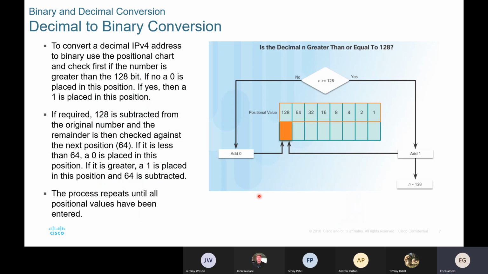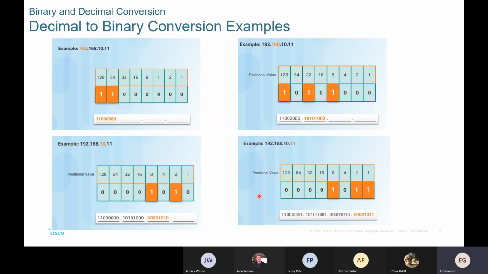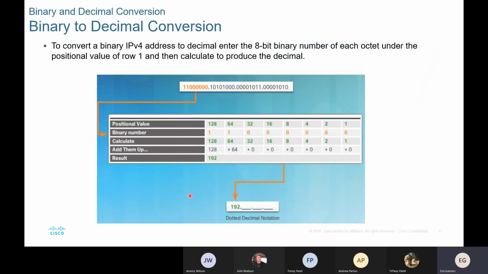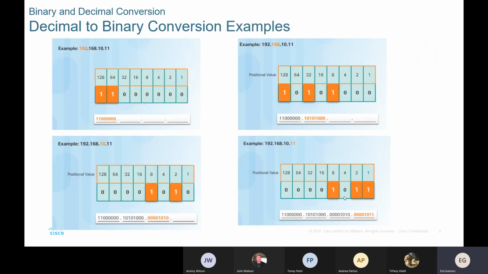So this just explains what we already did, so I'm just going to skip it. For example, here 11000000 will be 192. This 10101000, 128 is there, 32 is there, 8 is there, will be 168. This 00001010 is 10. Oh, the other IP address was 11 here. Yeah, it was 11. It's not the same IP address. Okay, this one is 10, and then this one is 11. Okay.